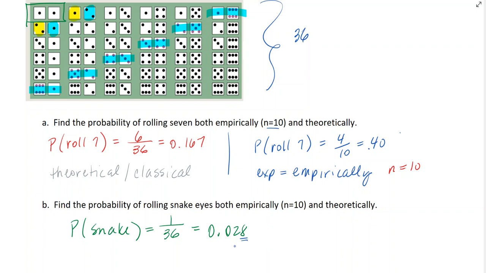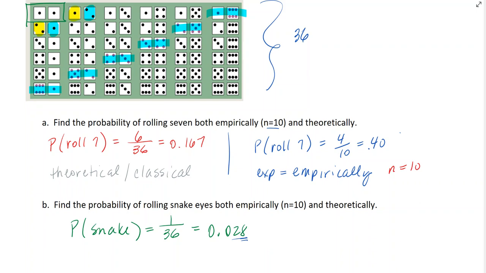To interpret this probability, we would say that in 1,000 different rolls of a pair of dice, we expect 28 of them to result in snake eyes. So let me say that again. In 1,000 rolls of a pair of dice, we expect 28 of them to result in snake eyes. Now, does that mean that exactly 28 out of 1,000 will result in snake eyes? No, it's just what we expect to happen. Sometimes it hits, sometimes it doesn't, but in the long run, we're going to get close.